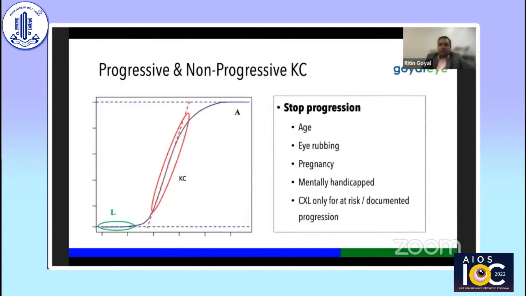So just talking about halting progression, we have to remember that keratoconus is a non-progressive, then progressive, and then again non-progressive disease. The child is born with a normal cornea, with normal tomography, normal topography. At a certain point of time in his or her life, he or she will progress to have corneal ectasia, and then this corneal ectasia is going to stabilize at a particular age or at a particular time in their life. This is the natural course of the disease that every patient will have over time.